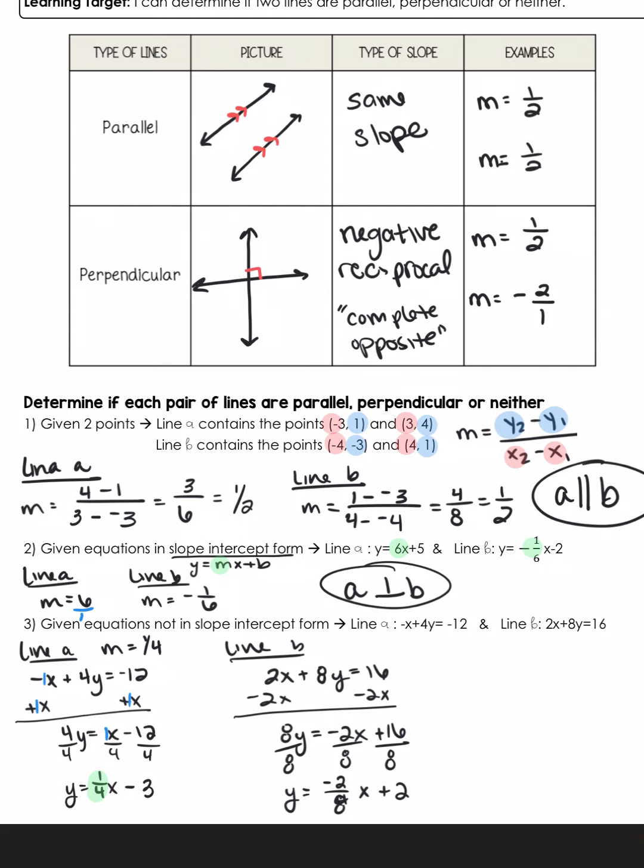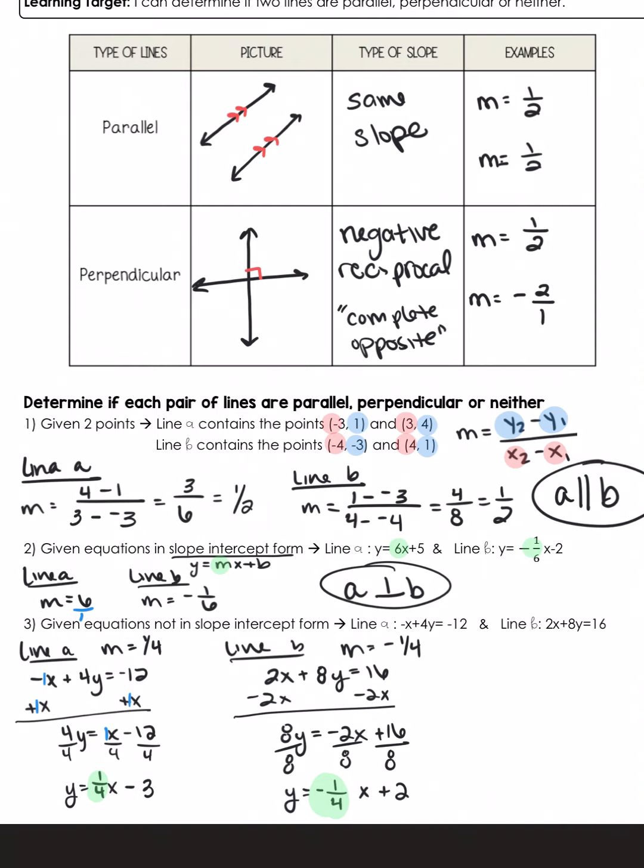Oh, 2 over 8x, geez. So my slope for this line is negative 2 over 8. Okay, but before we commit to that, this fraction can be simplified. Negative 2 over 8, I can divide both of those by 2, and I get negative 1/4. So my slope for line B is negative 1/4.